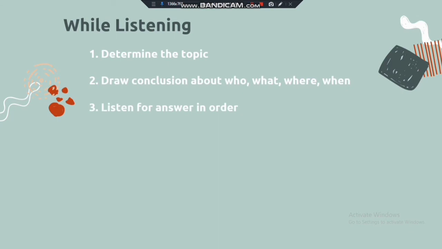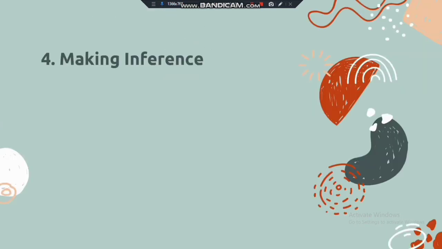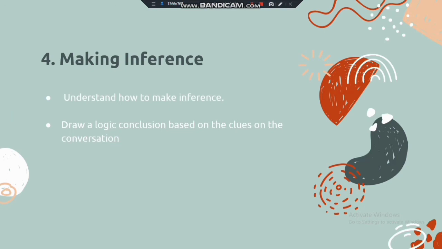And then the third one, listen for answers in order. Instead of just listening to the conversation, you can look for your answer from the conversation because they are in order. And then the last one, making inference. To pass the long dialogue and talks, we have to understand how to make inference. If we can infer the dialogue, it is easier to draw a logical conclusion based on the clues in the conversation. And remember to trust the passage so that you can stay on the path.